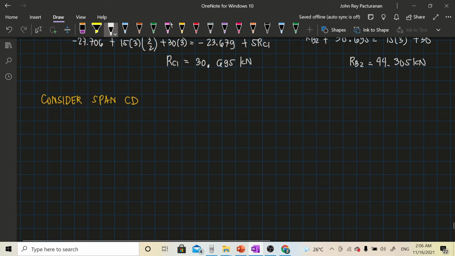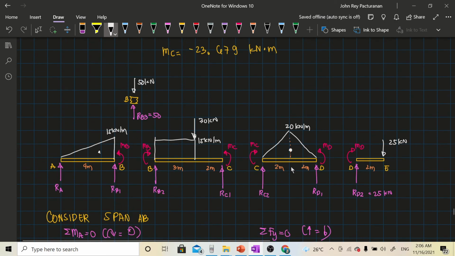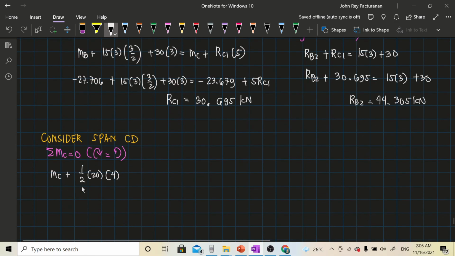Okay, so isulat natin yan using summation moment at C is equal to 0. Clockwise moment equals counterclockwise moment. So MC plus 1 half ng 20 times 4. Kasi nga 'di ba as I said, 4 meters naman na to and its centroid is kalahati ng 4 meters from point C. Okay? So I hope you understand this. So here magiging 1 half times 4. And that is equal to MD plus RD1 multiplied by 4 meters.